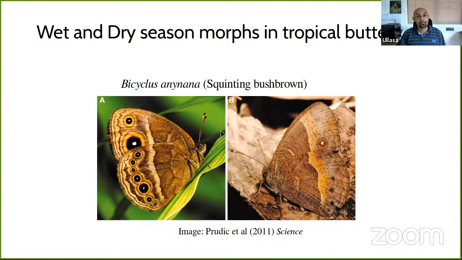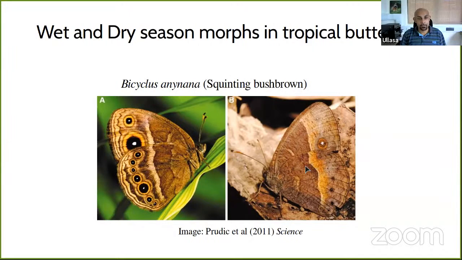And this seems to be controlled by the environmental conditions under which the larva or the caterpillar grows. So during the dry season, the temperatures will be different, the humidity will be different compared to that in the wet season. And several experiments have been done, and what researchers have found is that under lab conditions, if you grow them at high temperatures, let's say about 27 or 28 degrees, you tend to get this morph, the one with eye spots. If you grow them at colder temperatures, they tend to grow into these kinds of morphs, the ones without eye spots.